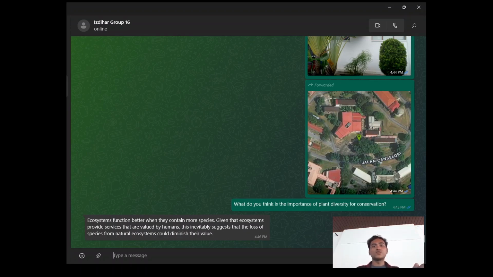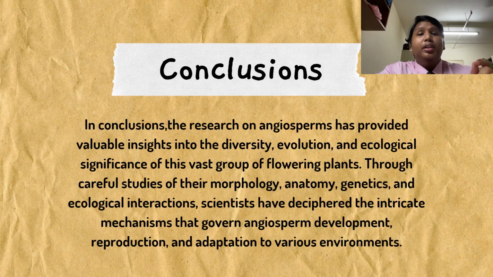Finally, let's move on to the conclusion. In conclusion, the research on angiosperm has provided valuable insight into diversity, evolution, and ecological significance of this vast group of flowering plants. Through careful studies of their morphology, anatomy, genetics, and ecological interaction, scientists have deciphered the intricate mechanisms that govern angiosperm development, reproduction, and adaptation to various environments.